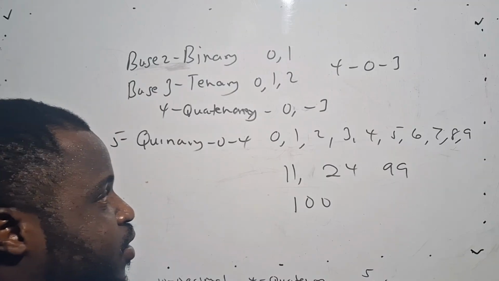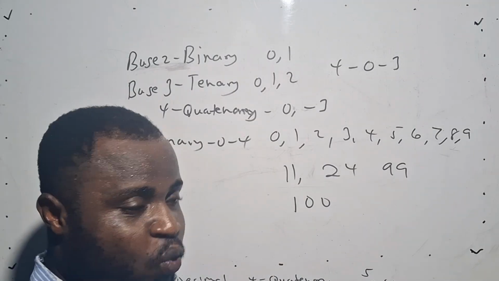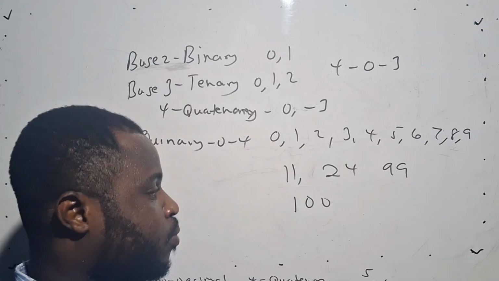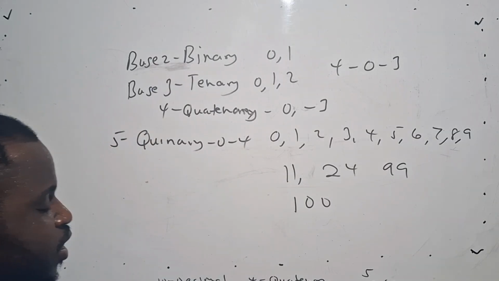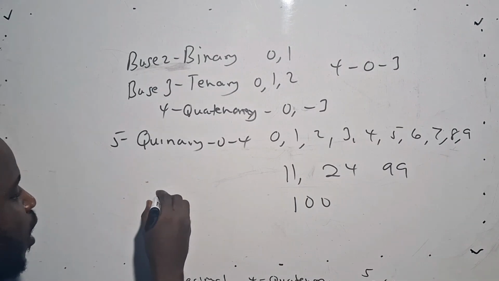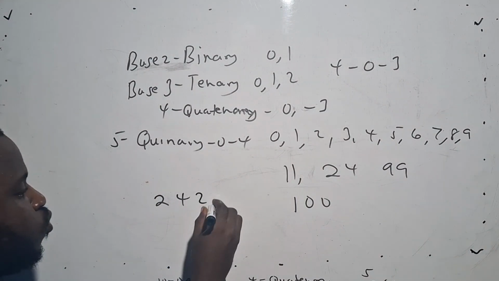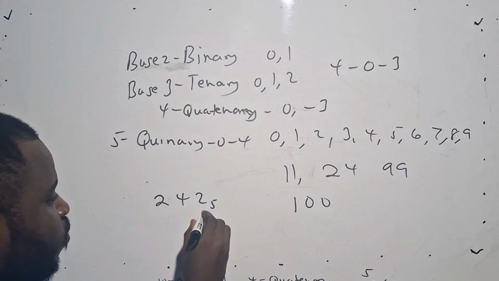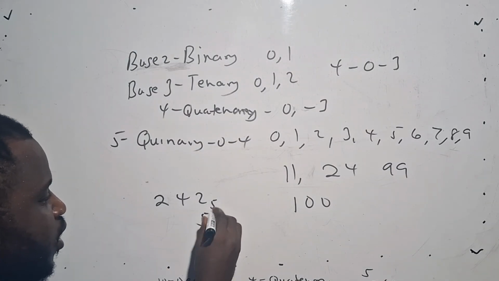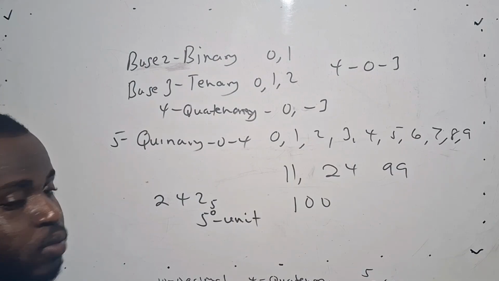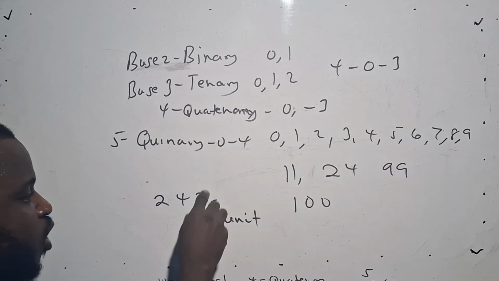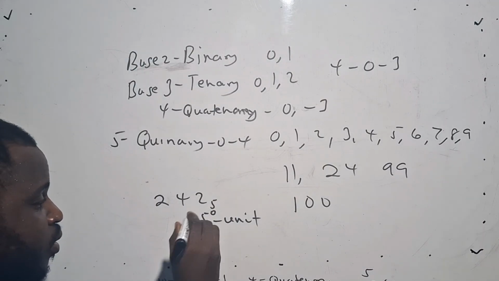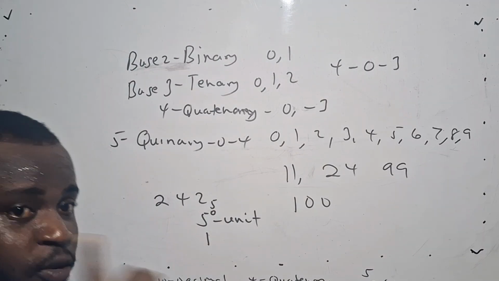We are going to start our lesson with changing numbers to the decimal number. Let's say you are working with base 5, and you have 242 in base 5. The last digit is called the unit, raised to the power 0. There's no number at the back of it, so it is the unit. Any number raised to the power 0 is 1.